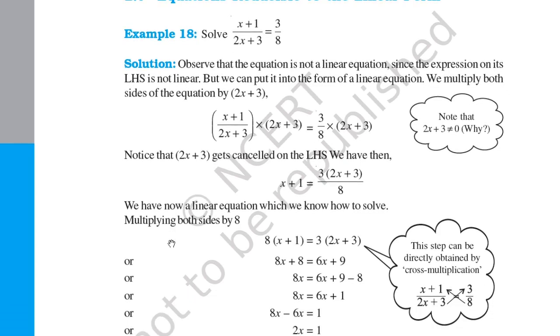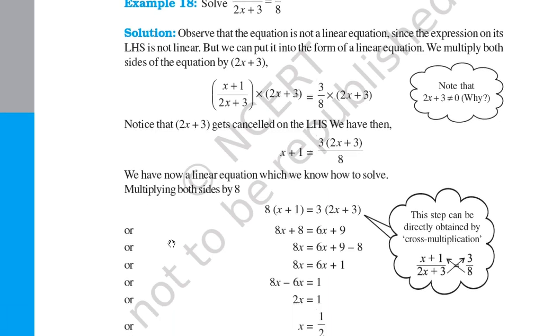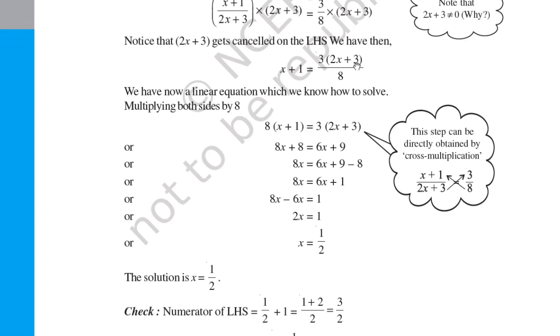So we are simply multiplying it. (x+1)/(2x+3) into (2x+3) is equal to 3/8 into (2x+3). Notice that 2x+3 gets cancelled on the LHS, so we have simply x+1 equal to 3(2x+3)/8. So we have now a linear equation which we know how to solve. Multiply 8 on both sides, this 8 and the other 8 get cancelled out. So 8(x+1) is equal to 3(2x+3).